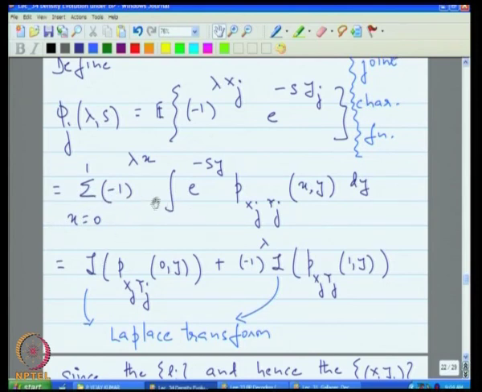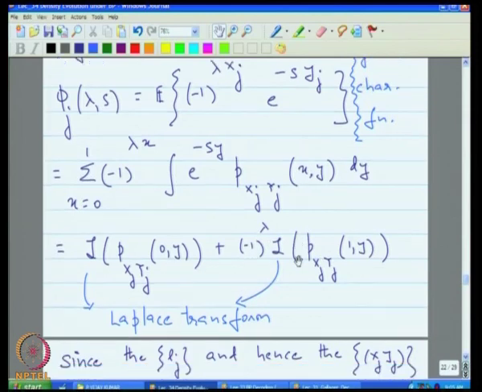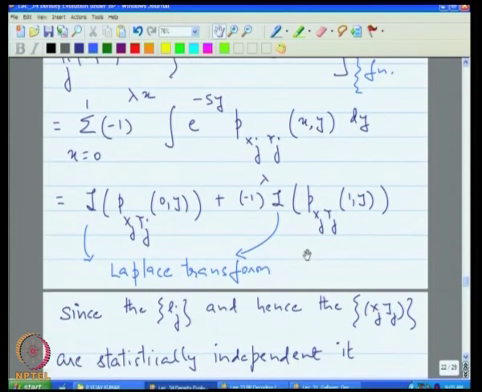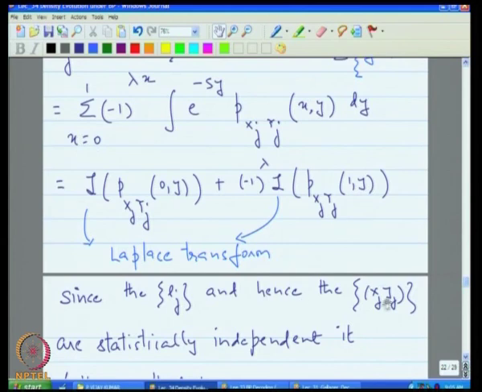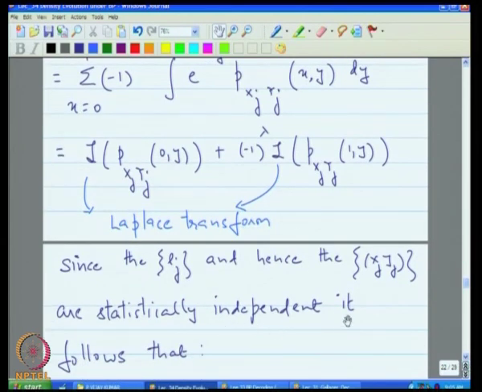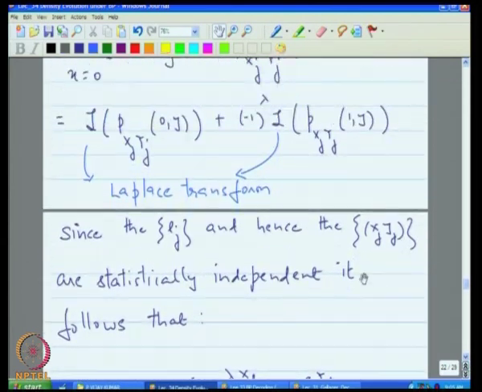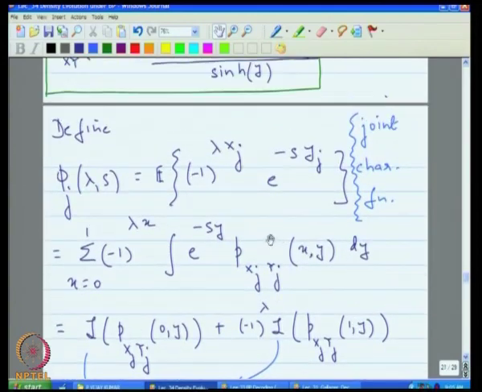And you can actually see that if you separate the parts corresponding to x equal to 0 and x equal to 1, one term is the Laplace transform of p0(y), and the second is the Laplace transform of p1(y). And then there is a (-1)^lambda which separates these two terms. Now since the Lj, and hence the xj, yj, are statistically independent, I am going back over here.